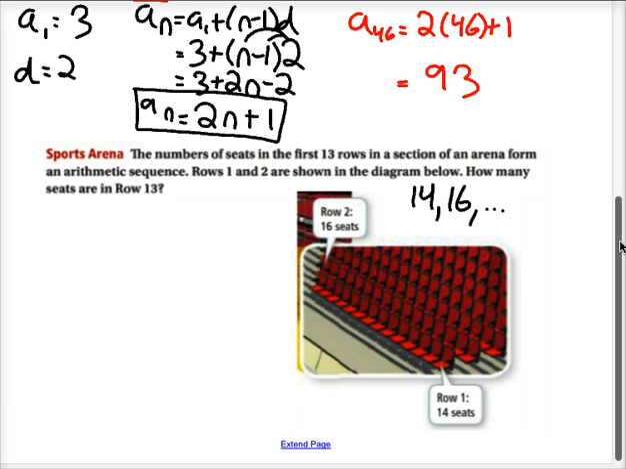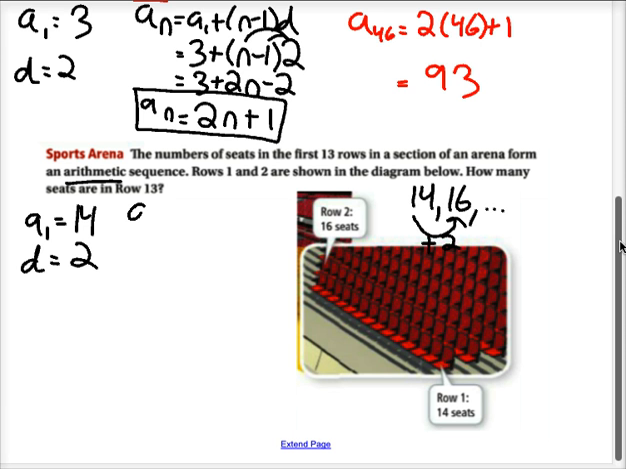Then it keeps going and going. And it says it's an arithmetic sequence. So that means that we have that common difference. Well, we're starting with 14 seats. And that common difference to go between your terms, well, looks like to me we're adding 2 each time.